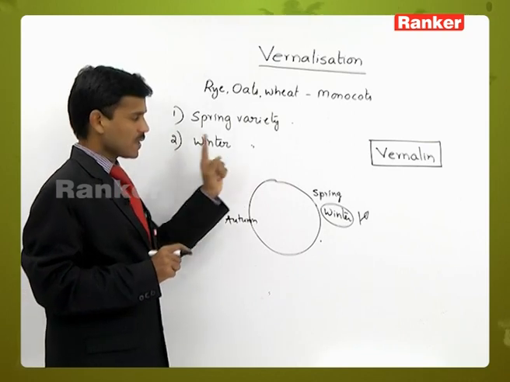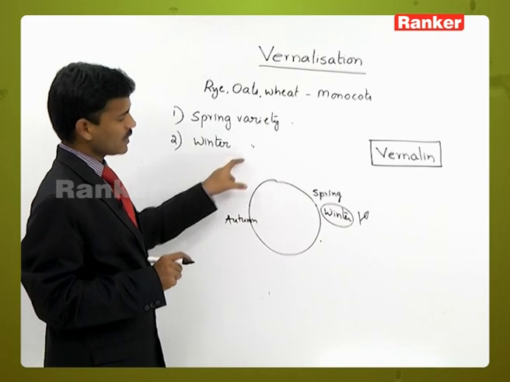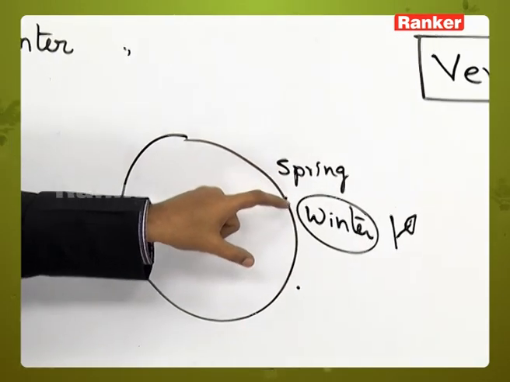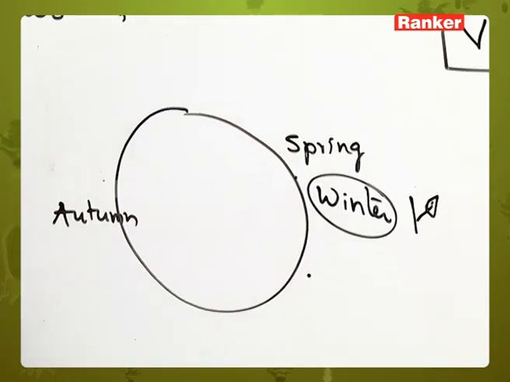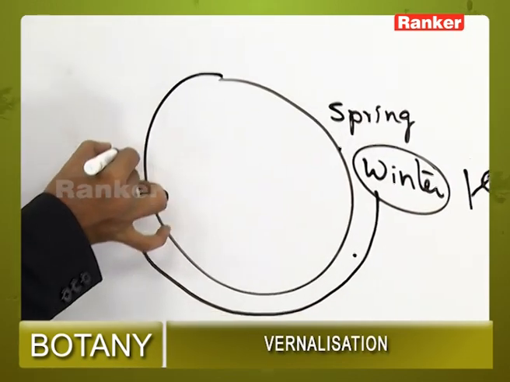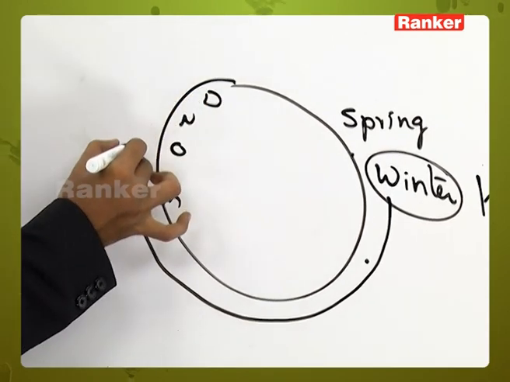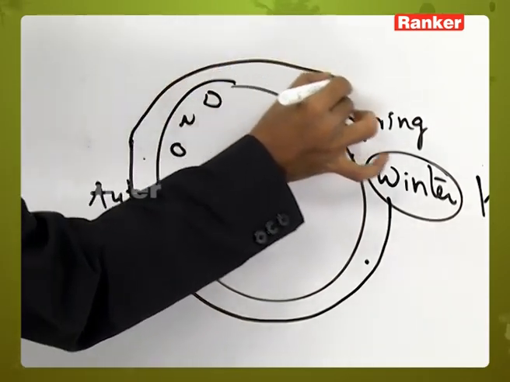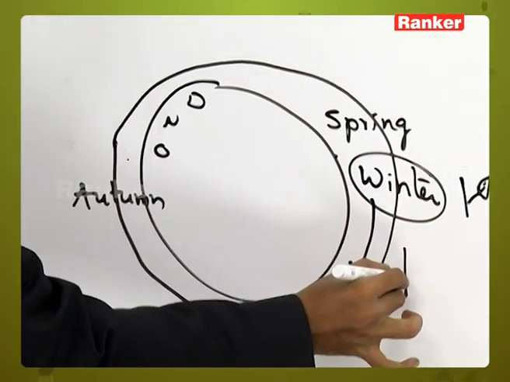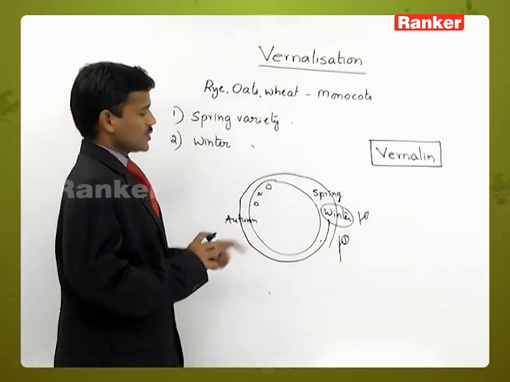When winter varieties are planted in the spring season, they spend the winter, and again in the middle of the summer they give the flowers. So they grow and spend the winter months, October, November, December, and then the flowering is initiated completely. So it takes so much time.